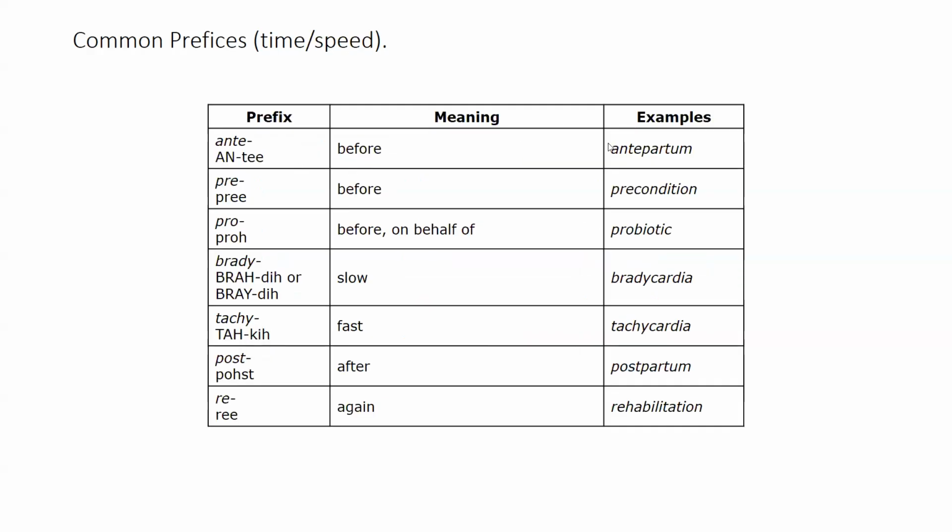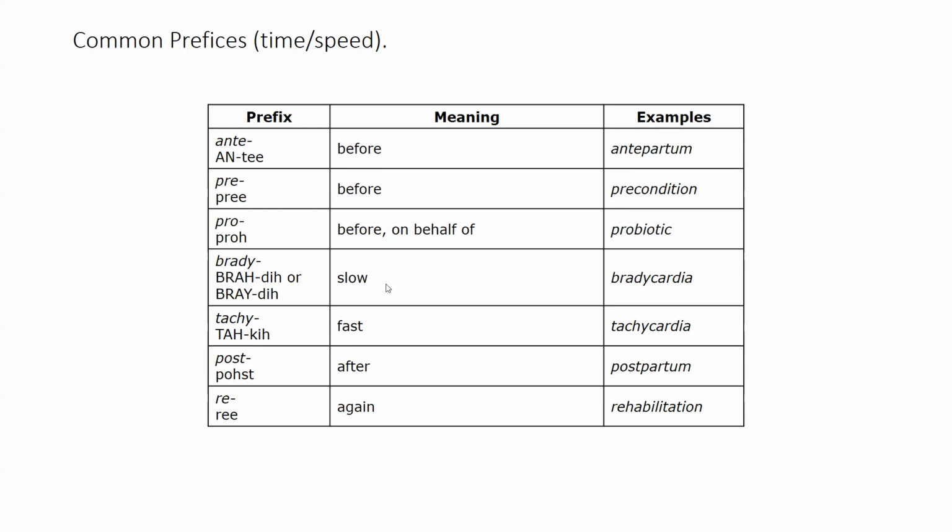Ante means before. Antepartum means before childbirth, or the actual birth of the child. Partum usually refers to the mother, not the child. Pre means before. A precondition is something that occurred before the present. Pro can either mean before or on behalf of. So in the term probiotic, this means on behalf of the microbe, and is typically used with the gut microbes. You may have heard of probiotics and prebiotics. They refer to the gut microbiome.